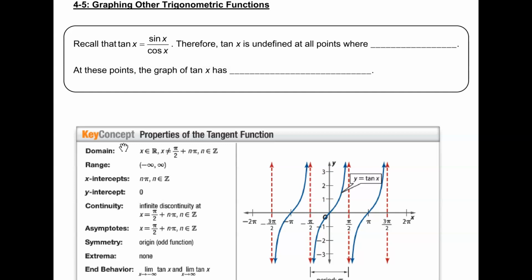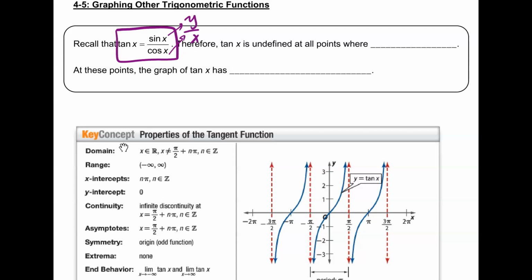Okay, let's try to get through 4.5, graphing other trig functions. So recall that tangent is literally sine over cosine, right? Tangent is y over x, and sine deals with y. Cosine is x. Therefore, tan of x is undefined for all points where? Where would tangent be undefined?